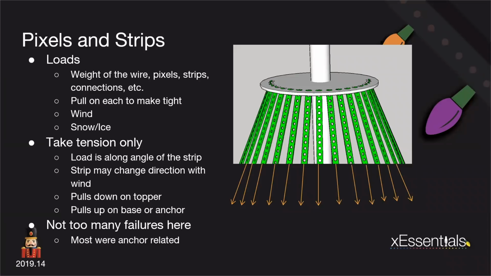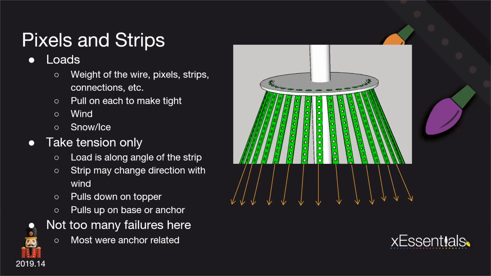The loads that you have is the weight of the strips, the wire that goes on there, any connections. That's your dead loads. Like I said, you have a pull on there to make it tight. That adds quite a bit of weight on there to keep those nice and snug. The wind that comes through is going to try to move these side to side, which ends up changing the direction of the load slightly. It's not always down. Sometimes it goes side to side. The snow and ice can cling to that and add extra weight on there.